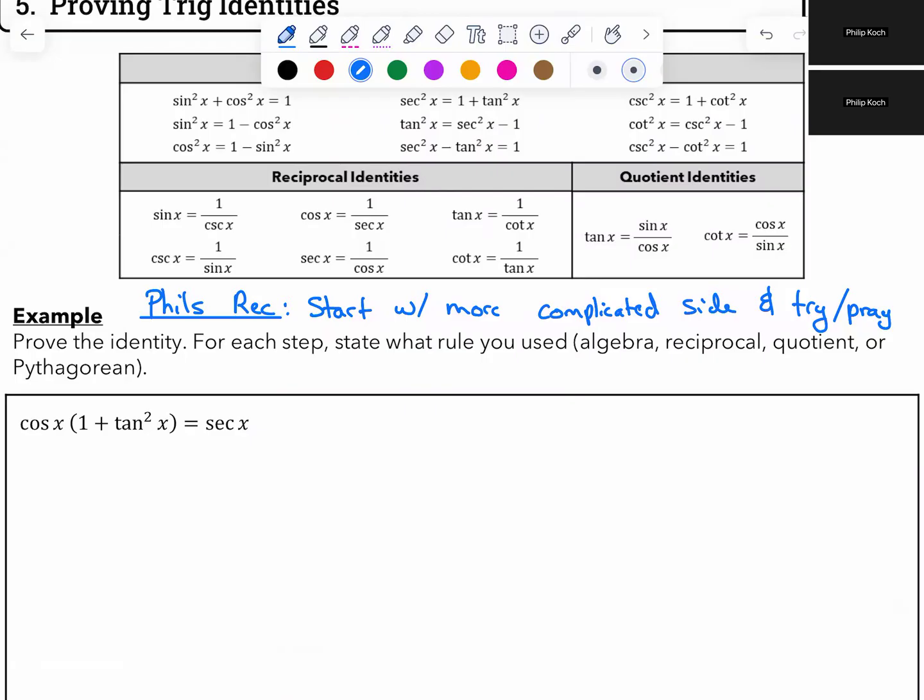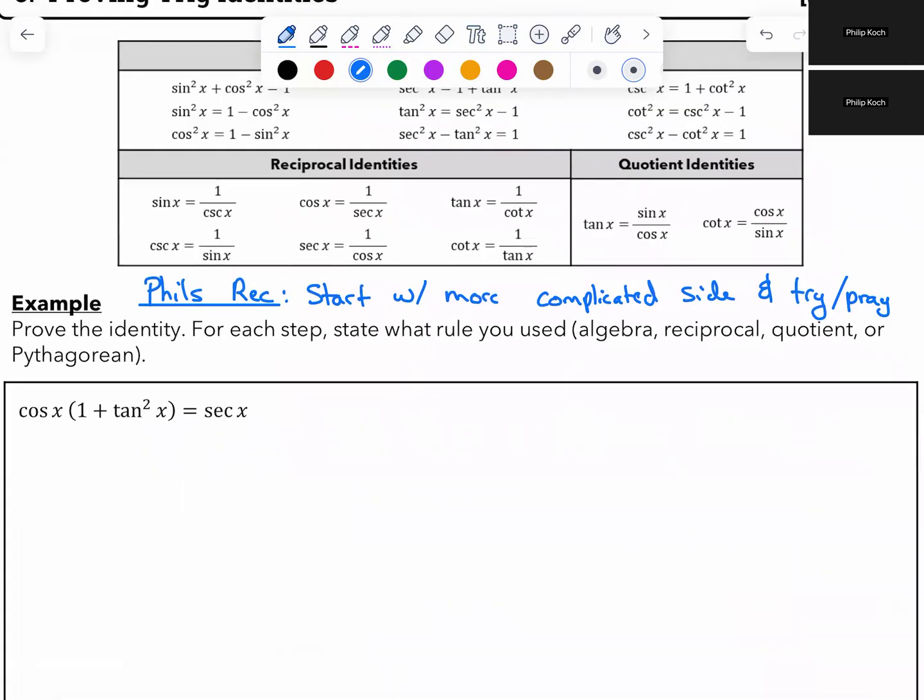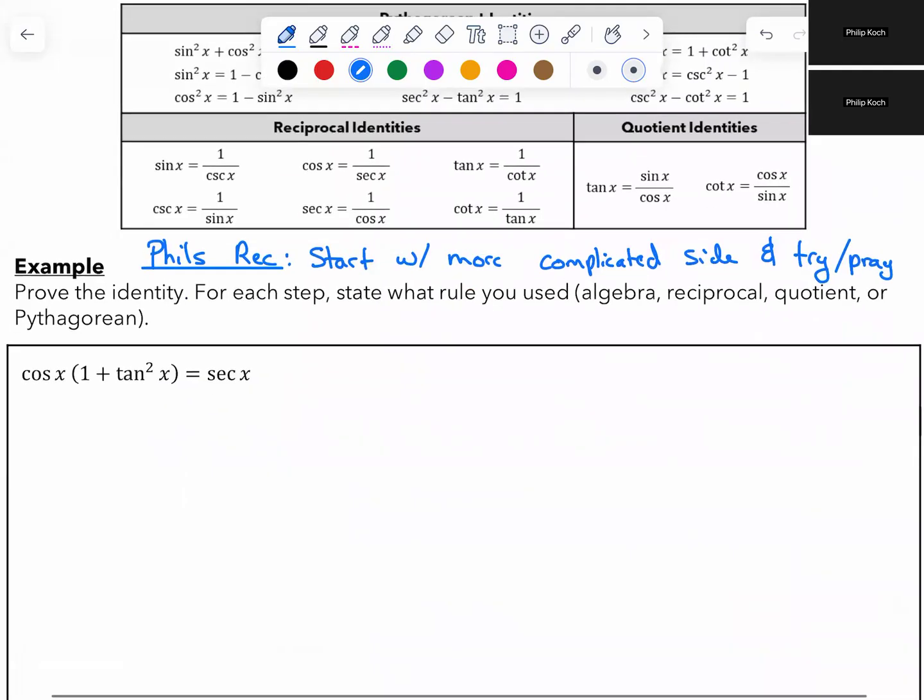And if it doesn't work out, if you're stumped, erase it all, try again. Try with the other side, see what happens. And if the other side isn't helping you out, go back to the left-hand side again and try again. If at first you don't succeed, try again. So you're always going to start with the left hand. In my opinion, you start with the more complicated side, which in this case would be the left.